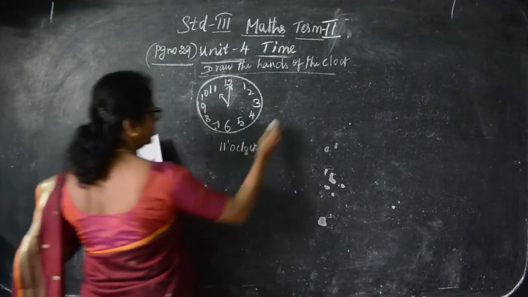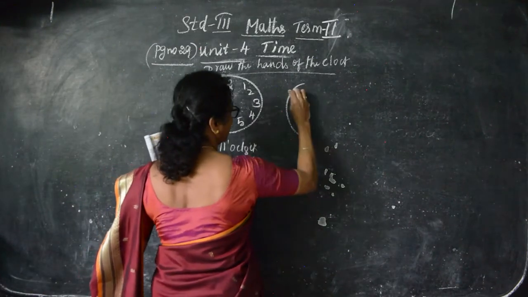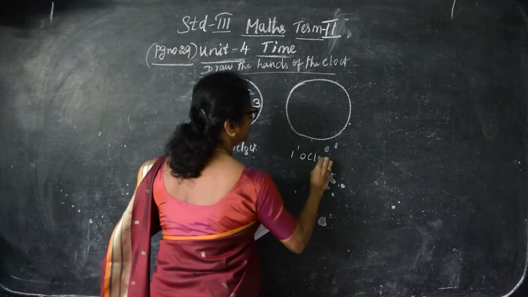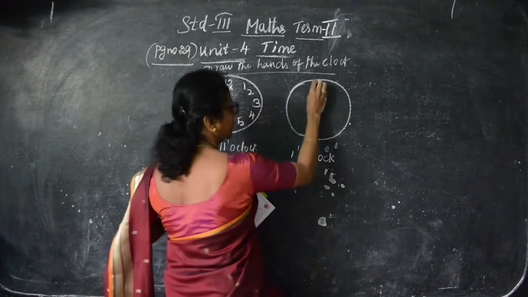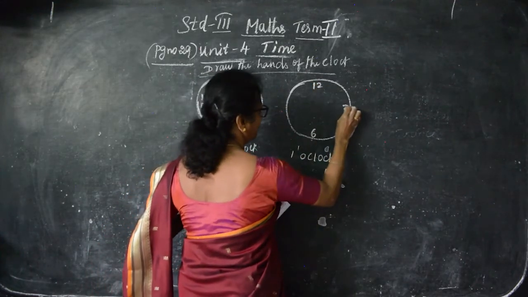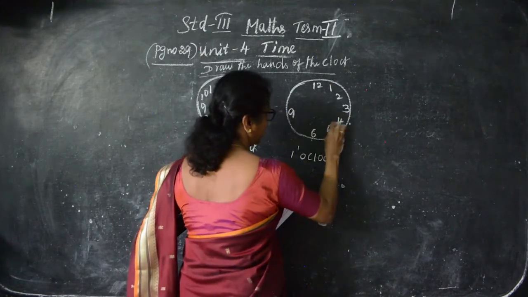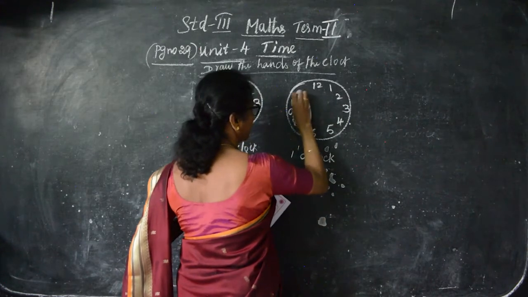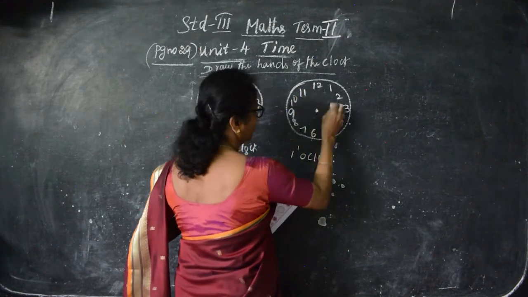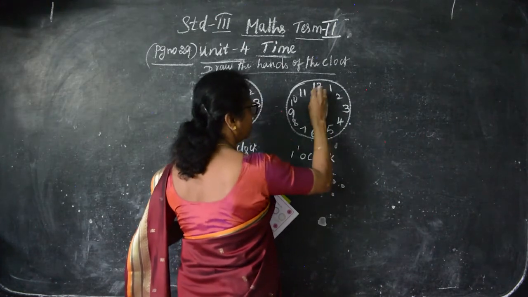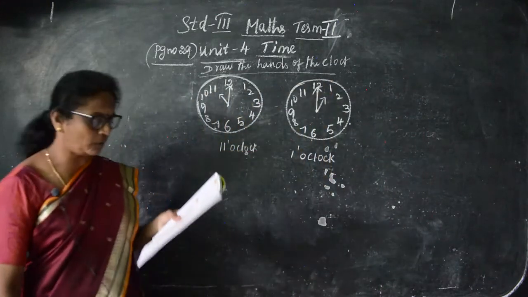Next is 1 o'clock. 1 o'clock, they will give the time below. You have to draw 1 o'clock like that. Where should the small hand be and where should the big hand be? So 1 o'clock means what? Small hand should be straight at 1 and big hand straight at 12. This is the 1 o'clock.